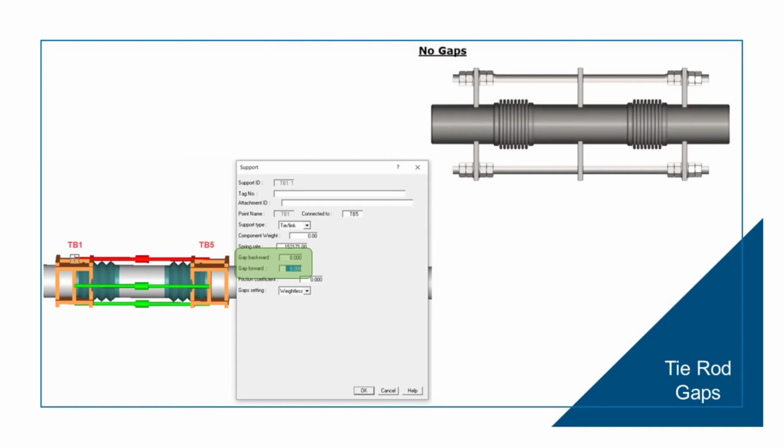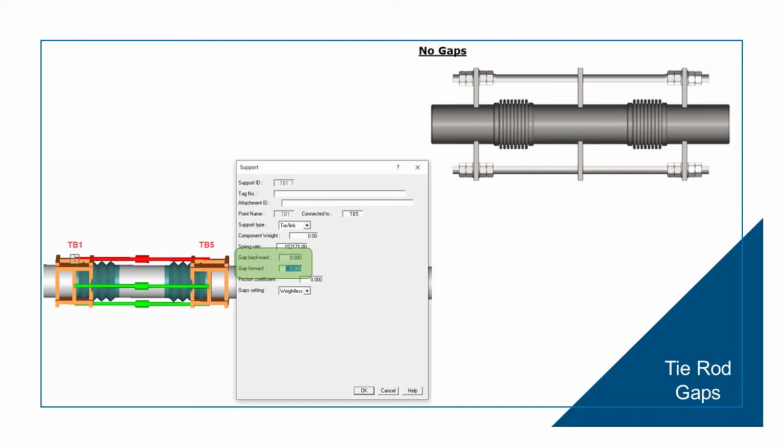All right, so let's make more sense of this using some images. Here in AutoPIPE on the left, we have zero gaps forward and backwards. And so the image on the right is showing that the nuts are tight to both sides of the plates or flanges, depending on the configuration. So the joints cannot expand or contract. See, these nuts are tight to the plates, right?